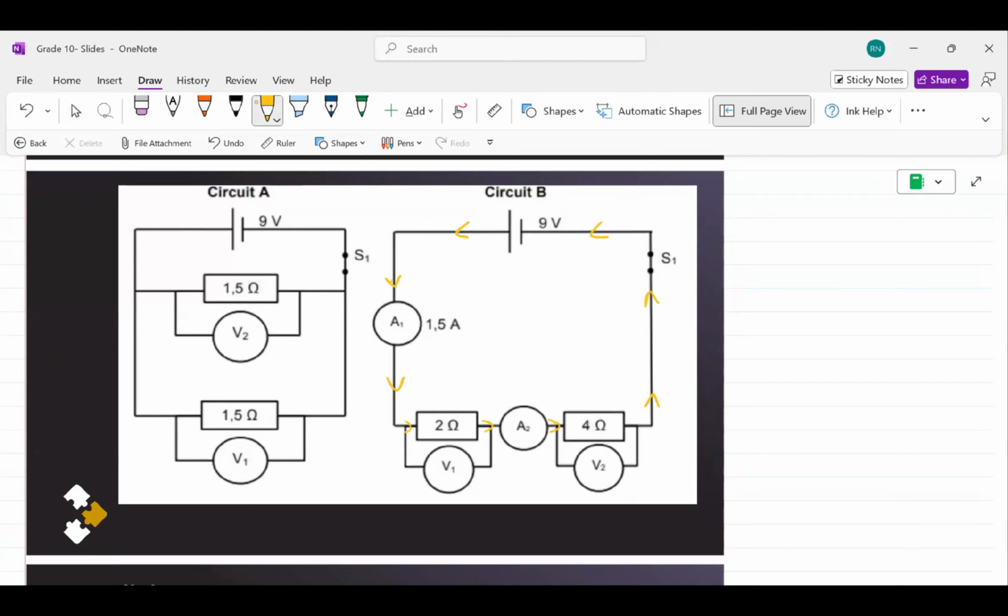And then in our other circuit here, it reaches this junction. It could either go this way or this way. So that's a branching of a circuit right there. And then it'll rejoin again there.